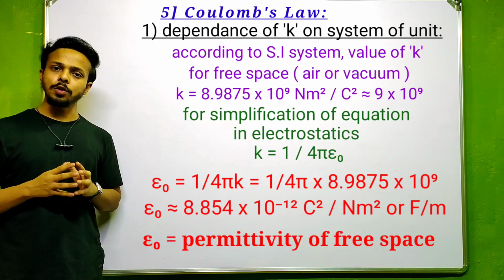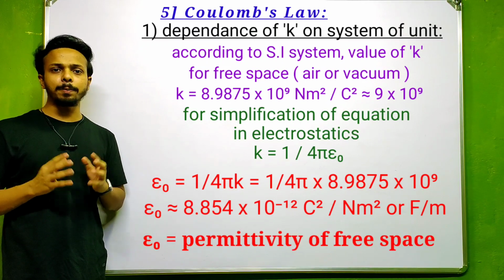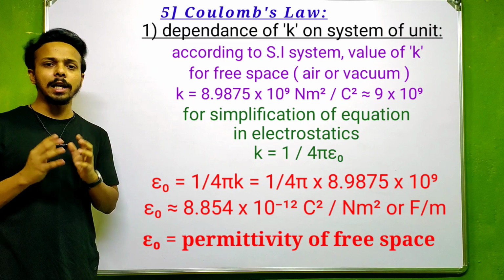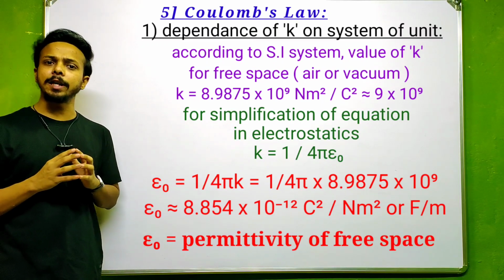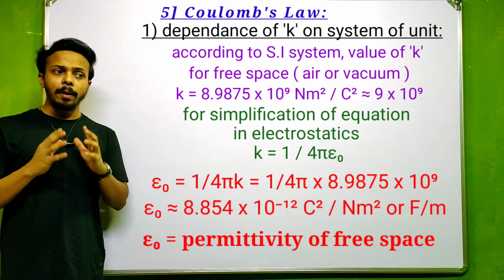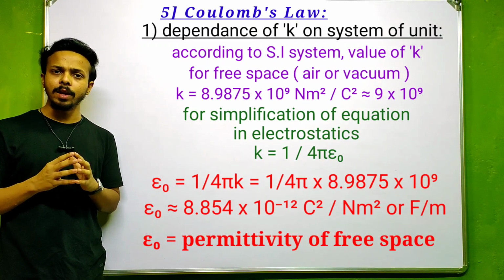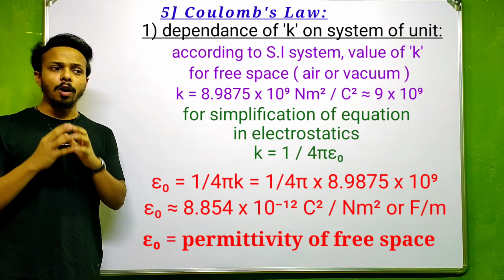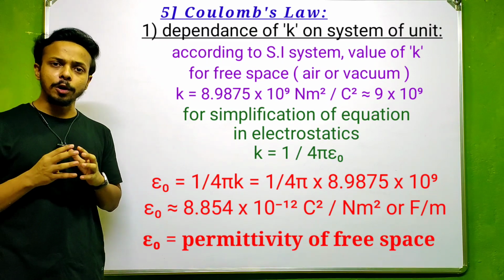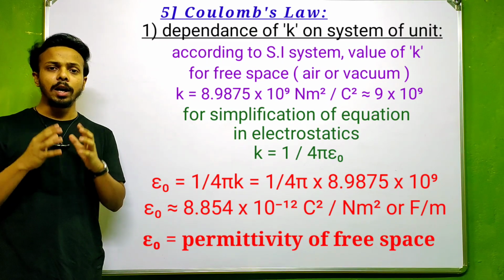Now here epsilon naught is known as the permittivity of free space. Now guys, what does that mean? What is meant by permittivity of free space? Permittivity is nothing but a parameter of the medium which decides to what extent the force between the two point charges should extend.